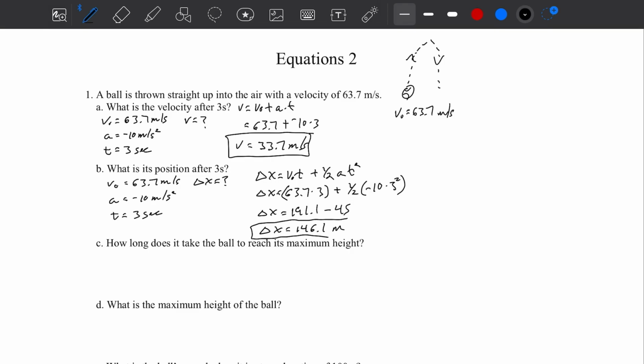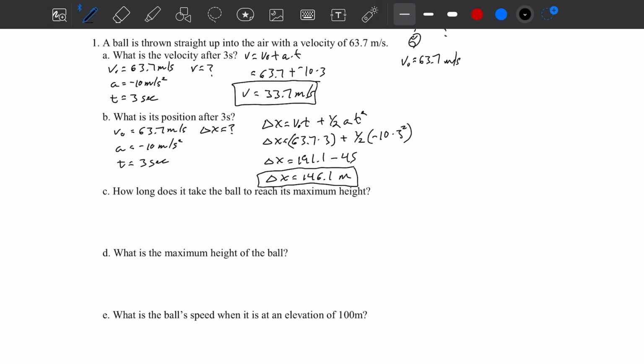The next question: how long does it take the ball to reach its maximum height? It's talking about time. The initial velocity is 63.7 meters per second, it's under the influence of gravity in the opposite direction, so opposite sign, acceleration is negative 10 meters per second squared. At the maximum height, we know the final velocity is 0. That's where it changes directions. It's no longer going up. That makes it the maximum height. Now we're looking for time.